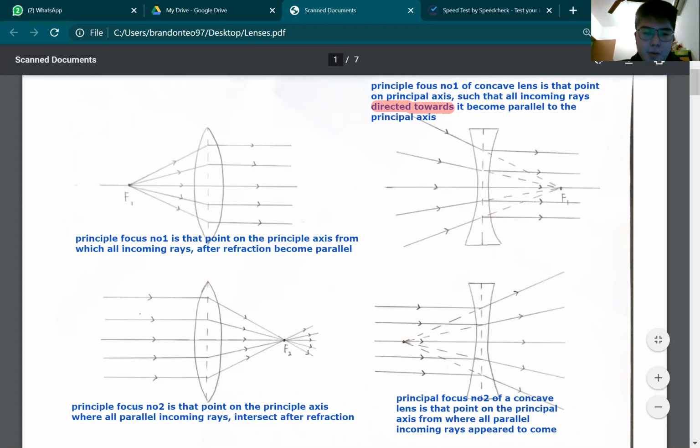Okay, now this one is the principal focus of lenses. Okay, now let's take a screenshot of this one. Okay, now next one. I'll screenshot this data and send it in the group, just in case you want to take down the notes or anything.